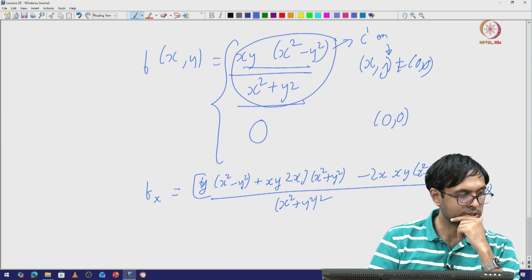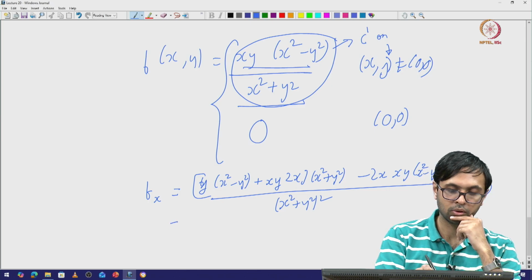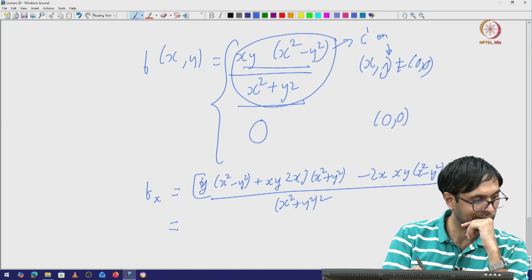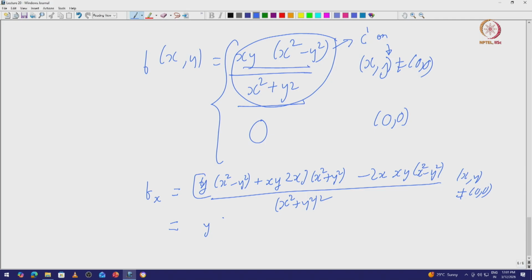So what is this equal to? You can write a formula for this. This is, of course, equal to y times x raised to 4 plus 4x square y square minus y raised to 4 divided by x square plus y square whole squared, provided (x, y) is not (0, 0). Now, does the partial derivative exist at (0, 0)?